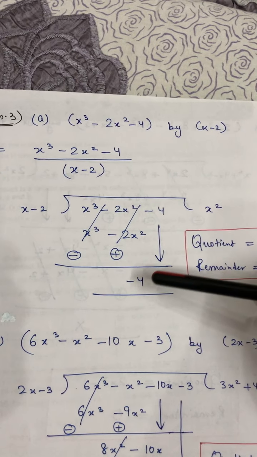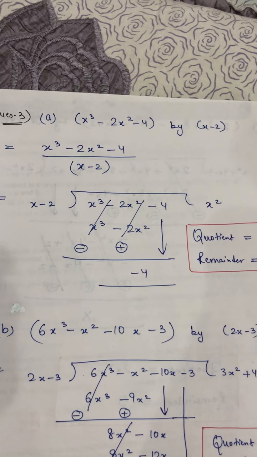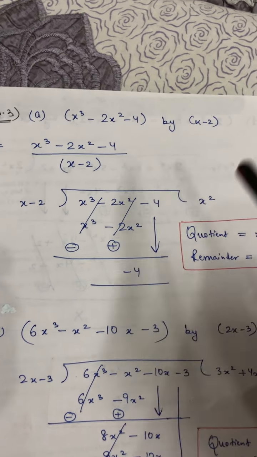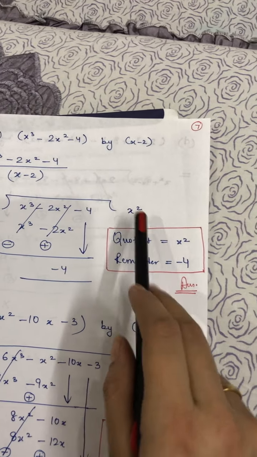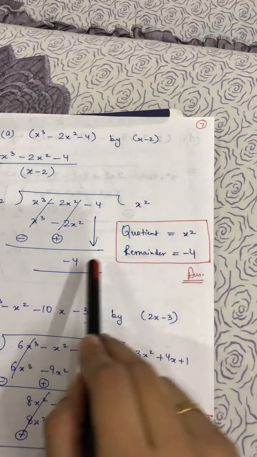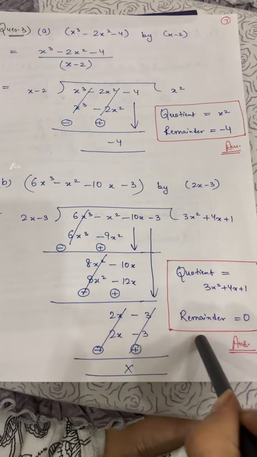So what is left? Minus 4 is left. And with minus 4 we cannot solve this question any further, so this will be your remainder. So in class you have to write that the quotient is x square and the remainder is minus 4. In this way you have to solve your B part. This is the B part.